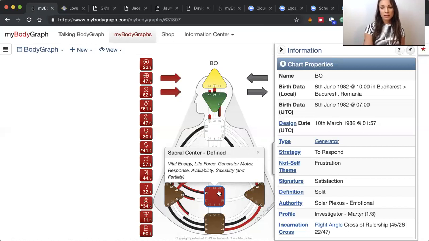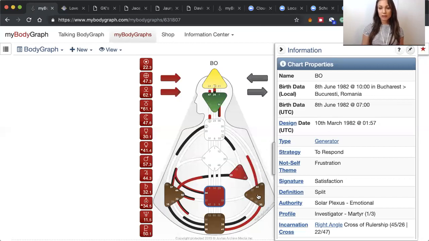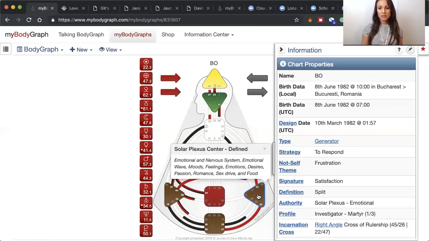And then we can see here that this is a generator with emotional definition. So the emotional center is defined, which means there's somebody who's here to feel a lot, to experience a lot, to desire a lot. And you know, the passion, the romance, the emotions, the desires, the eating, all that is a spice of life. It's really like the colors of life that this person is here to feel. And the important thing that human design teaches us here is that this is not a center to make decisions from. This is a center to feel with, to experience life with.